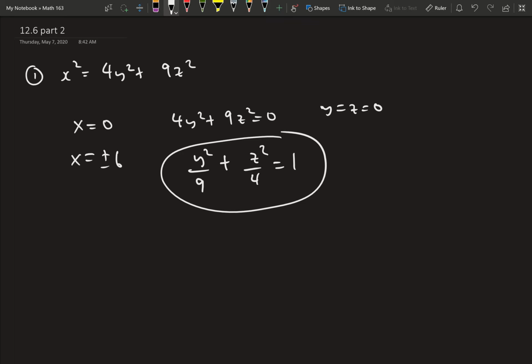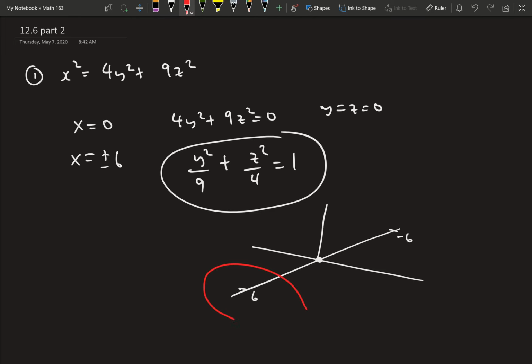So what happens is, for x equaling 0, you just have a single point, which is 0, 0, 0. But say for plus and minus 6, you end up with ellipses that are a little bit more stretched in the y direction than in the z direction. And so you get this cone that is opening in the plus and minus x direction.